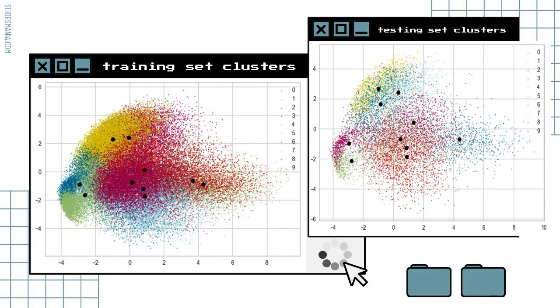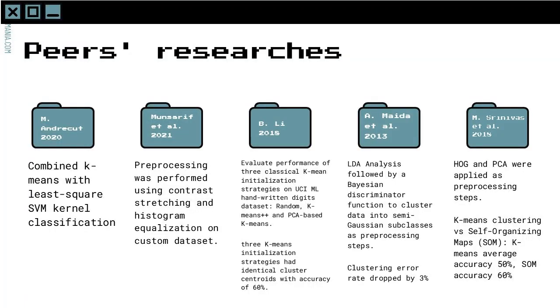A lesson learned here is that while k-means is a popular clustering algorithm, it may not be the best choice for every problem. It's worth considering alternative clustering algorithms or incorporating additional techniques to enhance the clustering performance. Now we'll review some works done by other researchers.